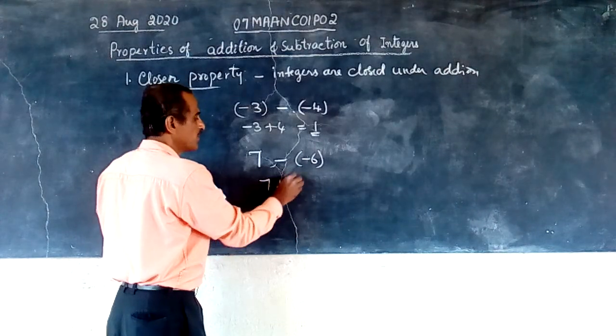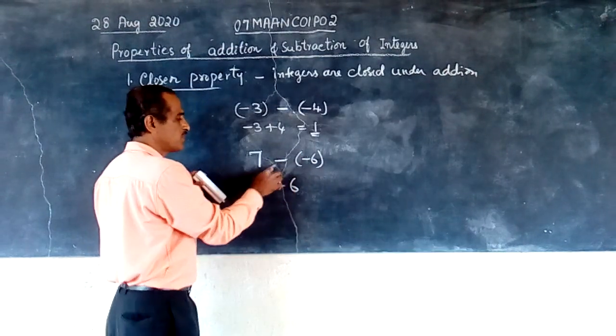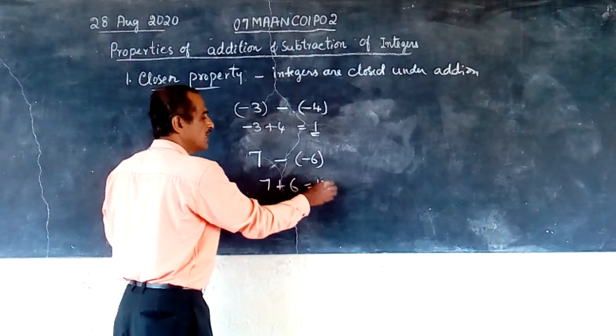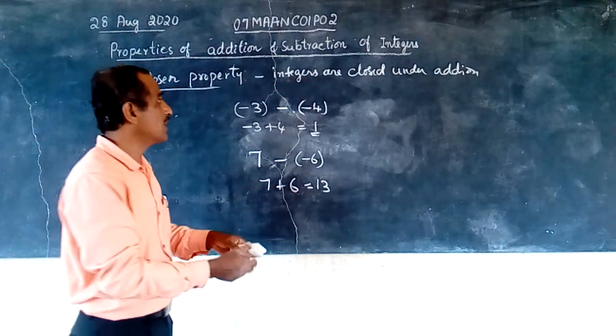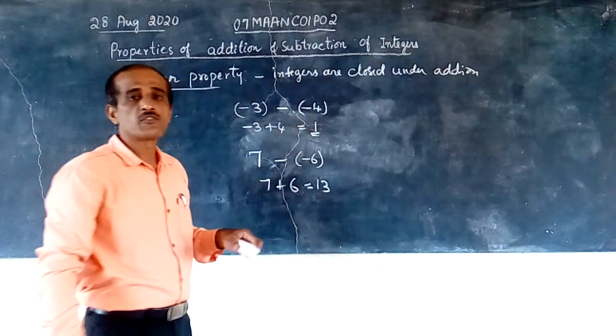That is equal to 7 plus 6. Minus of minus 7 plus 6 is equal to 13. 13 is also an integer. Therefore, we can say integers are closed under subtraction also.